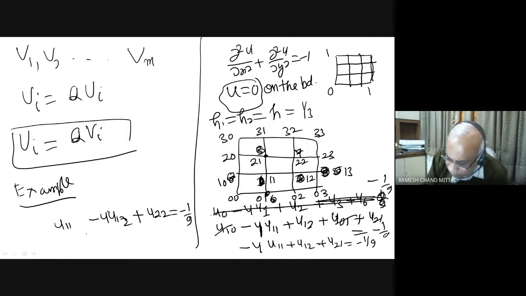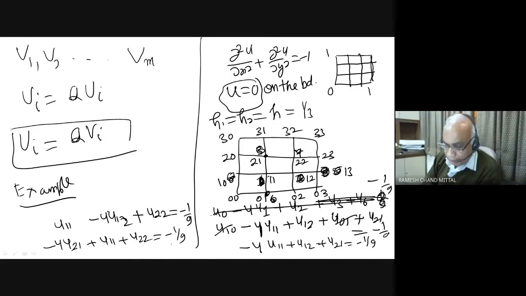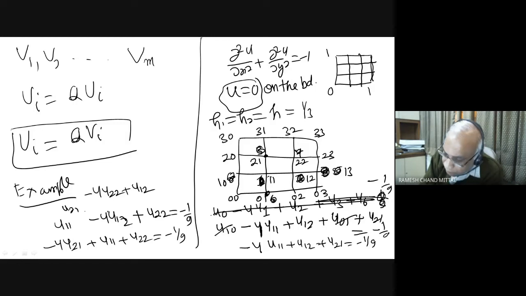The equation for u21 will be minus 4 u21 plus u11 from here, and u31 will be 0, so I will have plus u22 equal to minus 1 by 9. And if I write for u22, this will be minus 4 u22 plus u12, and the other parts are 0, and I have my u21 here, and this is equal to minus 1 by 9.